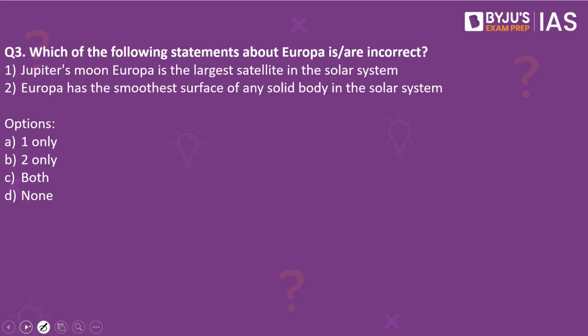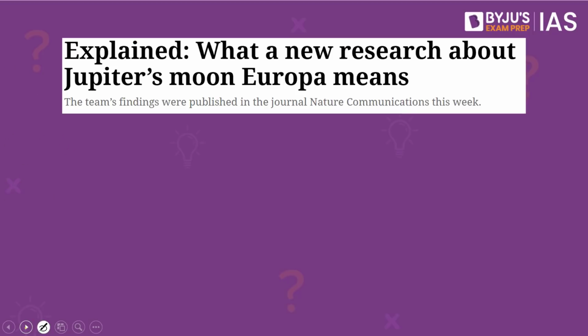Which of the following statements about Europa are incorrect? Jupiter's moon Europa is the largest satellite in the solar system. Europa has the smoothest surface of any solid body in the solar system. Which of the statements are incorrect? Since it is asking for the incorrect statement, the answer to this is one only. Why have we taken this practice question? Because this article in The Hindu makes a reference to Jupiter's moon Europa.